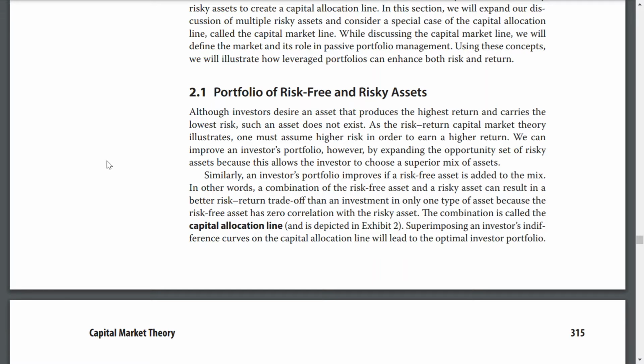In other words, combining a risk-free asset with a risky asset can result in a better risk-return trade-off than an investment in only one type of asset, because the risk-free asset has zero correlation with the risky asset. The combination is called the capital allocation line. So, superimposition of investors' indifference curves on the capital allocation line will lead to the optimal investor's portfolio.